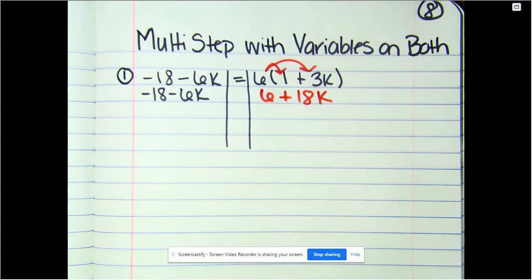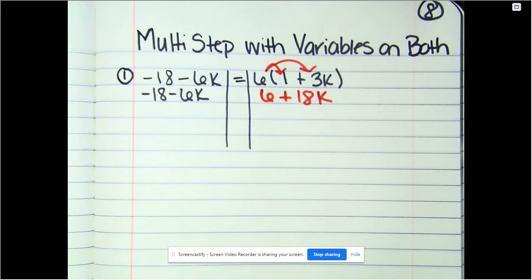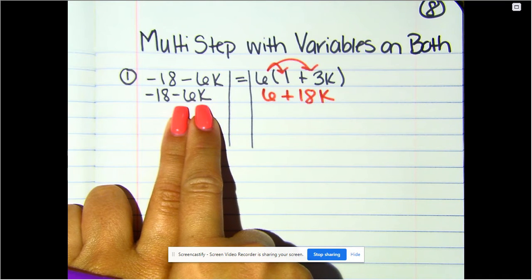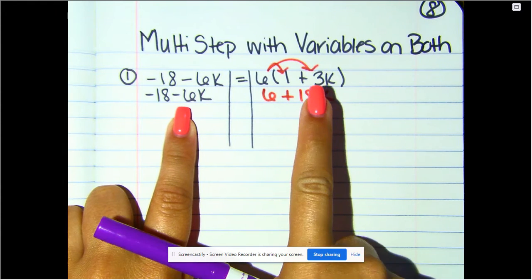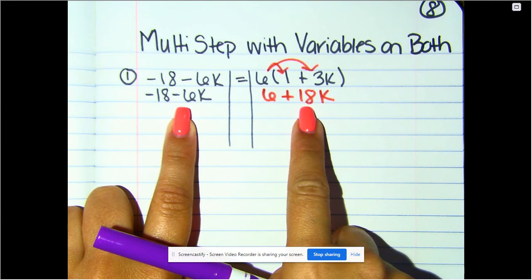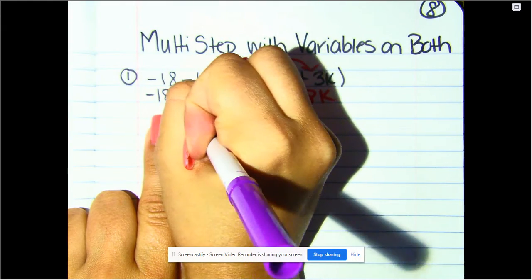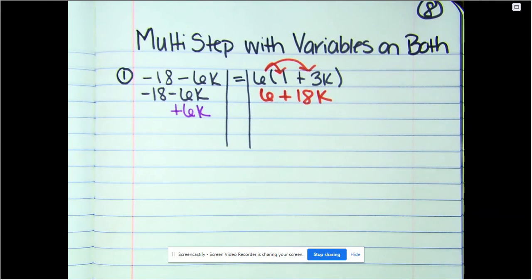From here, I'm going to start moving my variables because I have them on each side. So I prefer that we move the one with the smallest amount of the coefficient. So me thinking, the opposite of negative 6 would be a positive 6. So I would be adding something to 18, that's a positive number. And then if I was to move the 18 over, I would have to do a negative 18. So I'm going to go with adding 6k to both sides.